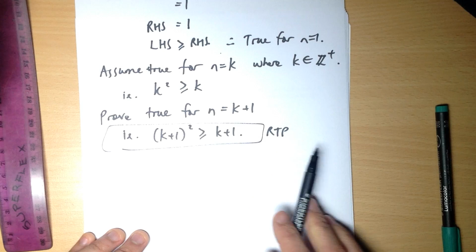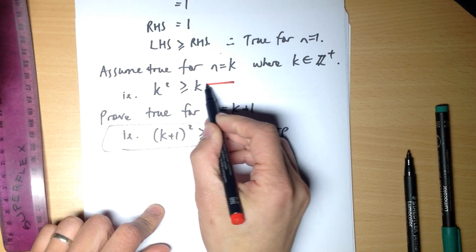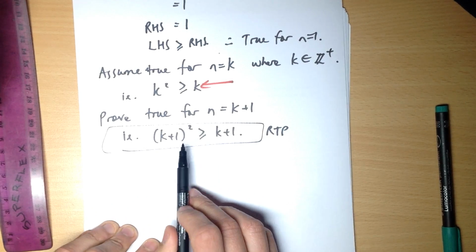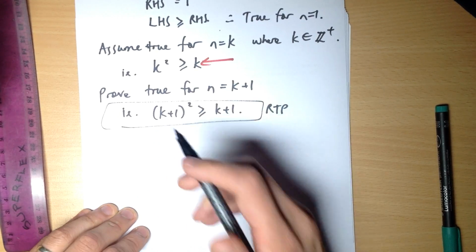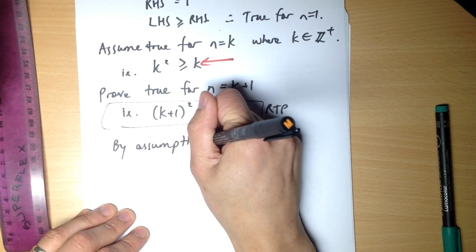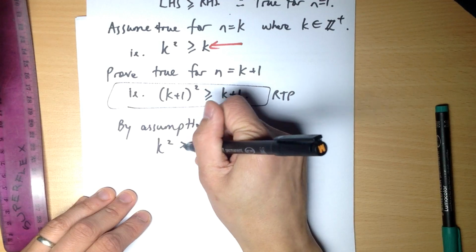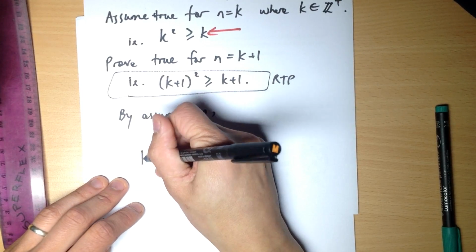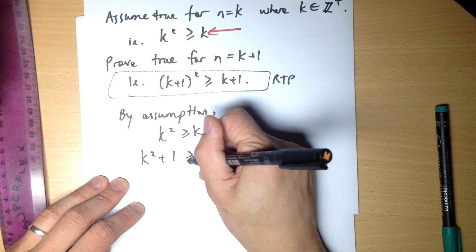How do I do it? What I'm going to do is start with my assumption here, and then twist and turn it so I can arrive at what I'm trying to prove. So I'm going to say by assumption, k squared is greater than or equal to k. So far so good. Well, let's do some valid things to this. I can just add 1 to both sides.